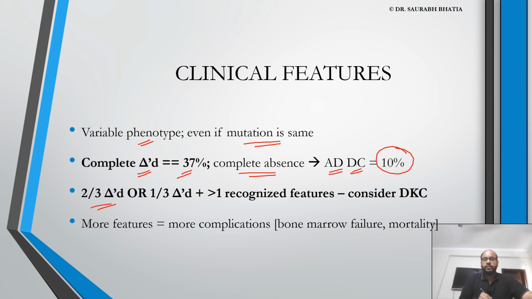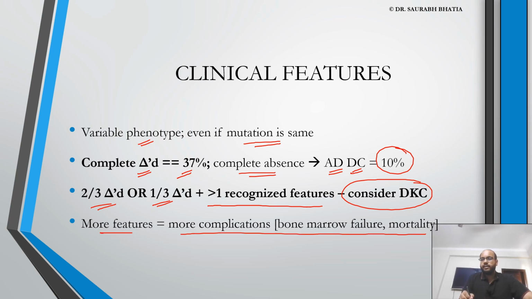Now, if you have two-thirds of the triad or one-third of the triad plus more than one recognized feature, you should actively consider DKC. As we have said, the entire triad is present in 37% of cases, so you might not have the entire triad at your disposal. But if you have two-thirds or one-third of the triad available, plus a few recognized features, you consider DKC. But remember, the more the features, the more would be the complications like bone marrow failure, mortality, etc. Okay, let's move forward.